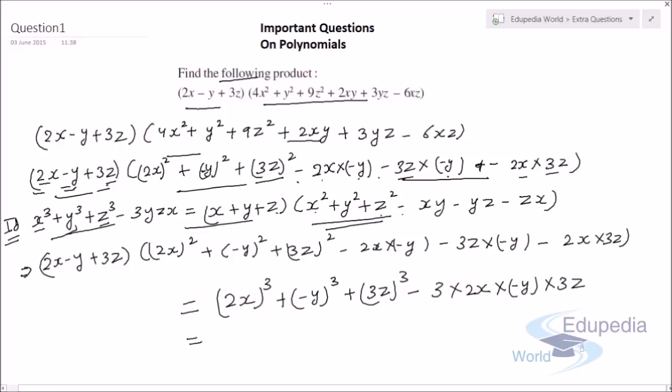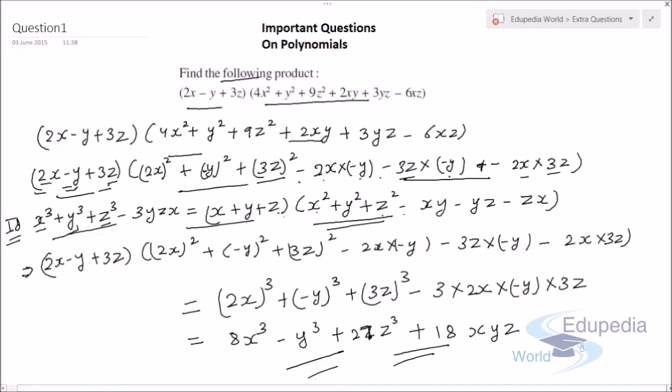So the final answer will come out to be 8x cube minus y cube. Why? The sign is minus and the power is odd, so the answer will be minus y cube plus 27z cube. Now the next term will be minus minus plus, so 3 into 2 is 6, and 6 threes are 18, so the answer will be plus 18xyz. So this is the final solution to the question. This is how we can apply an identity to simplify the product.